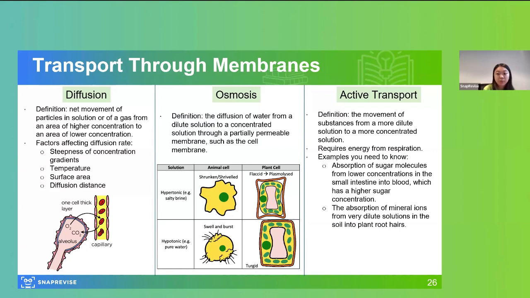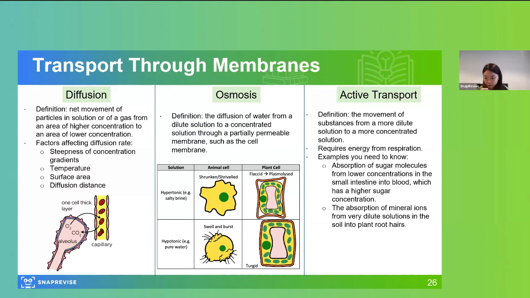Hypertonic, things like a salty brine. So a very concentrated solution. It's more concentrated outside the cell than inside the cell. Hypotonic is the opposite. It is when it is very, very dilute, things like pure water. So it's going to be more concentrated inside the cell than outside the cell.